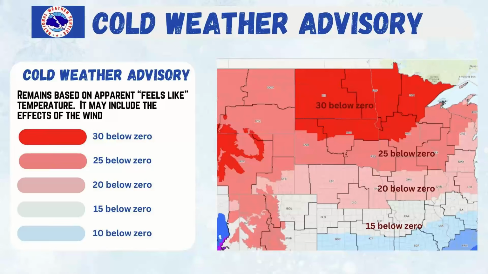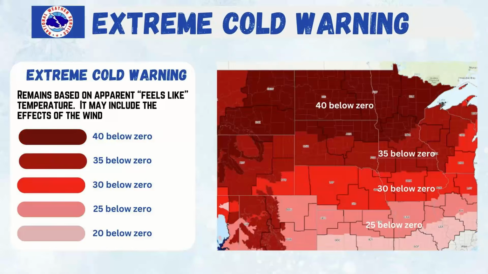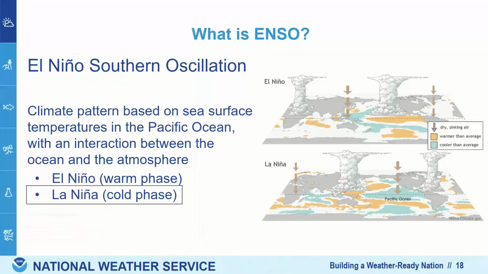We're not just looking at wind chill. So here's our criteria for a cold weather advisory, 30 below zero for our entire area. And you can see as you go south, obviously the criteria is lower. And then extreme cold warning is 40 below for our forecast area. With that, I will turn it over to Tyler. He'll give you all the information about the upcoming winter.